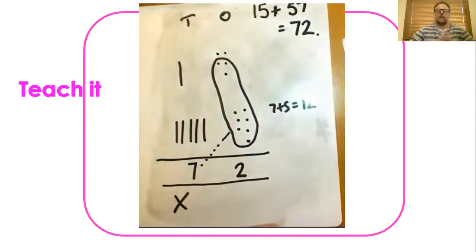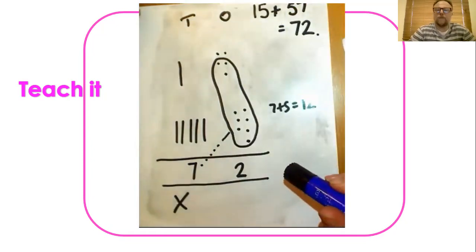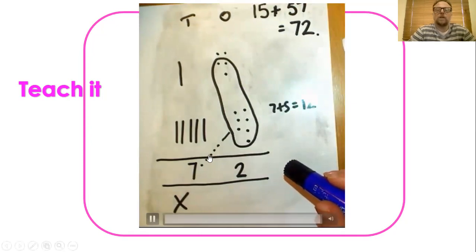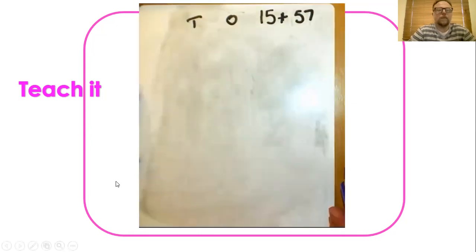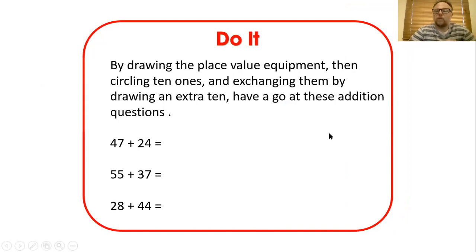Super. Right. Do you think you're ready to have a go by yourself? I think you probably are. So let's move on to the next slide. So draw the place value equipment, circle 10 ones, exchange them by drawing an extra 10 on the other side. Have a go at these addition questions. You can pause the video and give it a whirl.